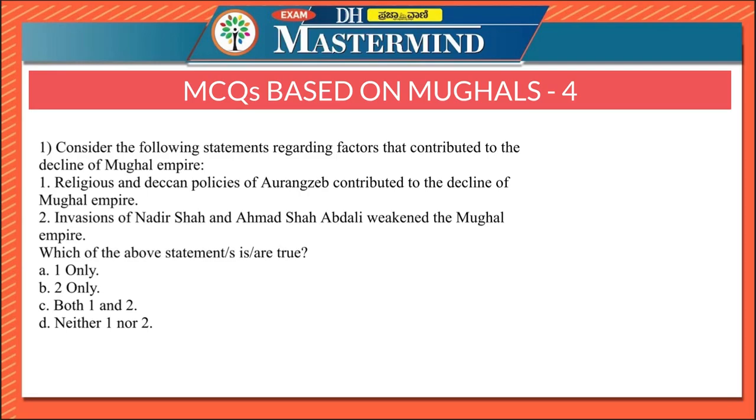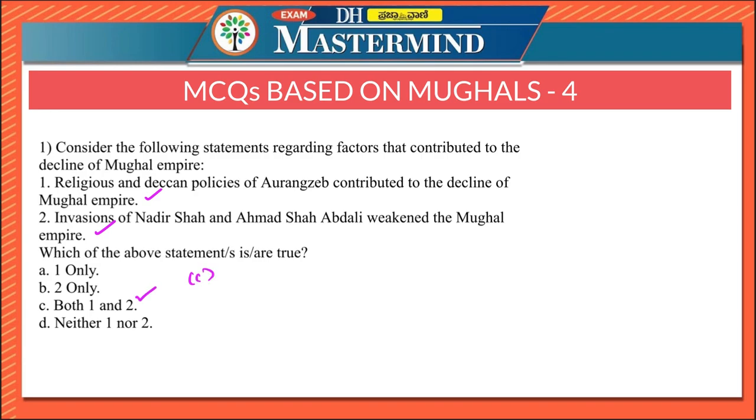Today let us solve some more multiple choice questions based on Mughals. Consider the first question. Consider the following statements regarding factors that contributed to the decline of Mughal Empire. One, religious and Deccan policies of Aurangzeb contributed to the decline of Mughal Empire. Two, invasions of Nadir Shah and Ahmad Shah Abdali weakened the Mughal Empire. Here both the statements are correct, therefore the right option is option C, both 1 and 2.